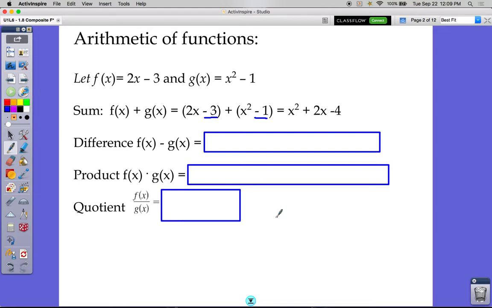So our final answer: we started with two functions involving x, added them together, and we still have a function, or the result still involves x. We don't have numbers, so we should not get numbers back, we get expressions back.